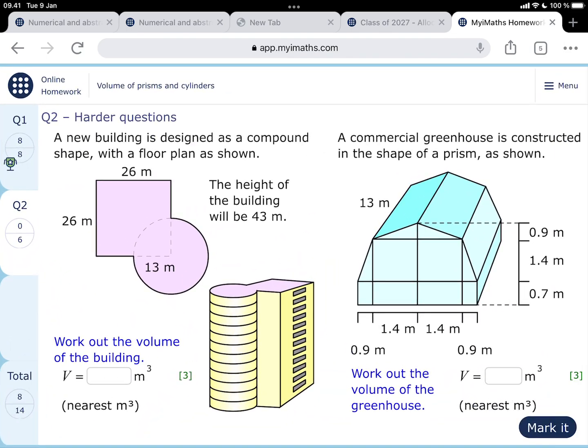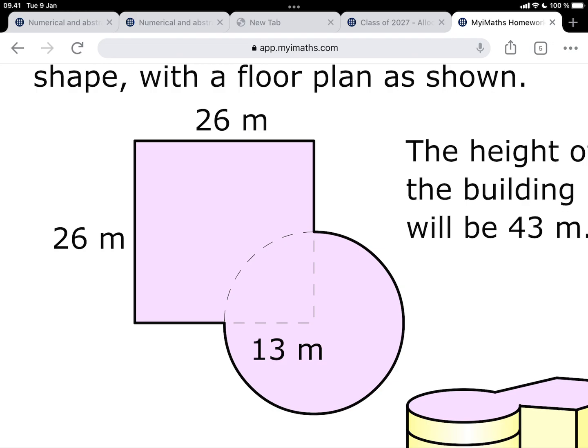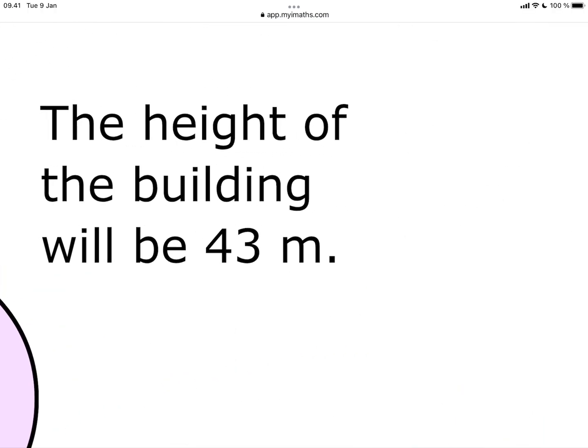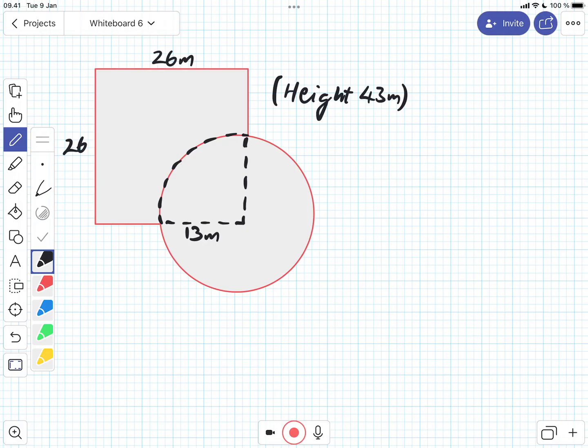They've drawn a 3D representation of the thing. So it's a prism because it's got the same end shape, and we've got to work out the volume of the whole thing. So it's just going to be the area of that, whatever it is, multiplied by the 43. So I'm just going to get onto my sketch pad and do that. I've drawn the end shape that I've got to figure out the area of, and I've just written in the information that the height of the building is 43.